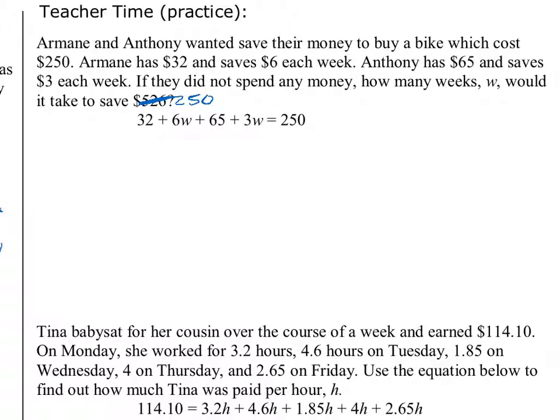Otherwise, the problem doesn't make sense. All right, Armani and Anthony wanted to save money to buy a bike, which costs $250. Armani has $32 and saves $6 each week. Anthony has $65 and saves $3 each week. If they do not spend any money, how many weeks W would it take to save?